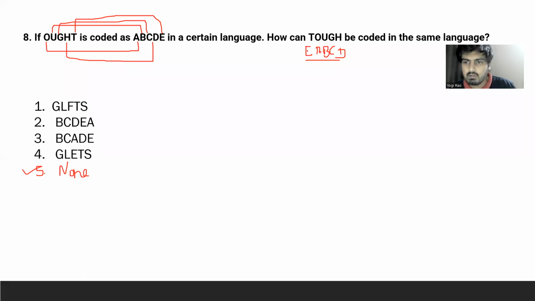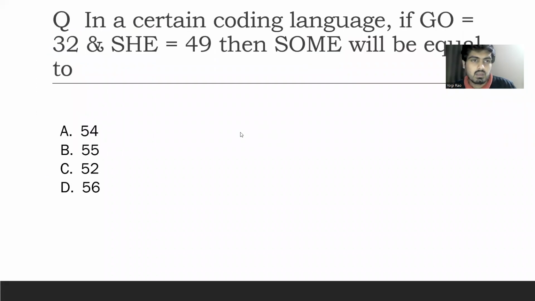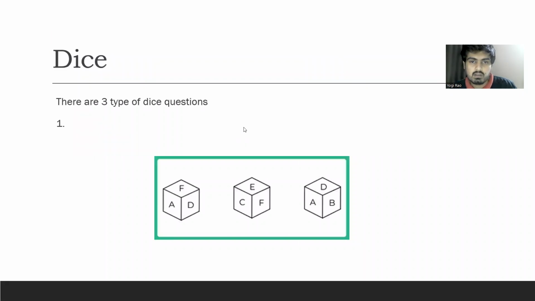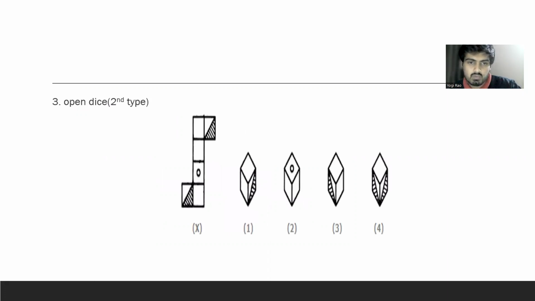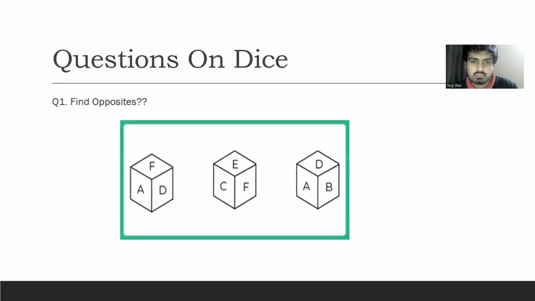Moving ahead, let me first clear the screen. Moving to the next slide, next topic. So our next topic is dice. Dice are of three types. First we have simple dice, second an open dice, and this open dice can be represented in multiple forms. Like here we have these two arms in the middle, and here at the end we have these two arms. So how to solve the dice question?